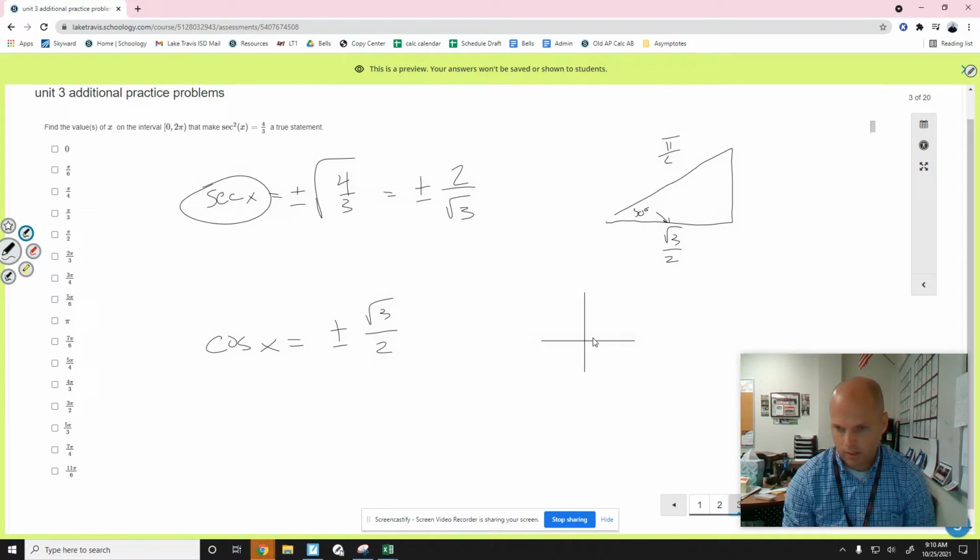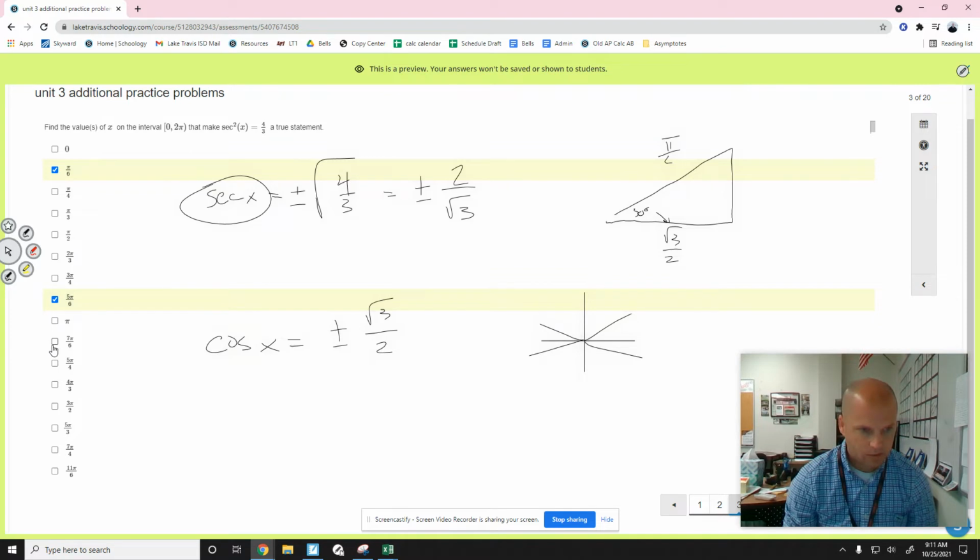Let's just work on like 2 at a time. Positive root 3 over 2 would be to the right, so here and here. So that's pi over 6 and 11 pi over 6. Negative root 3 over 2 would be here and here. So it's really all of the pi over 6's. So 1 pi over 6, 5 pi over 6, 7 pi over 6, 11 pi over 6. Okay.